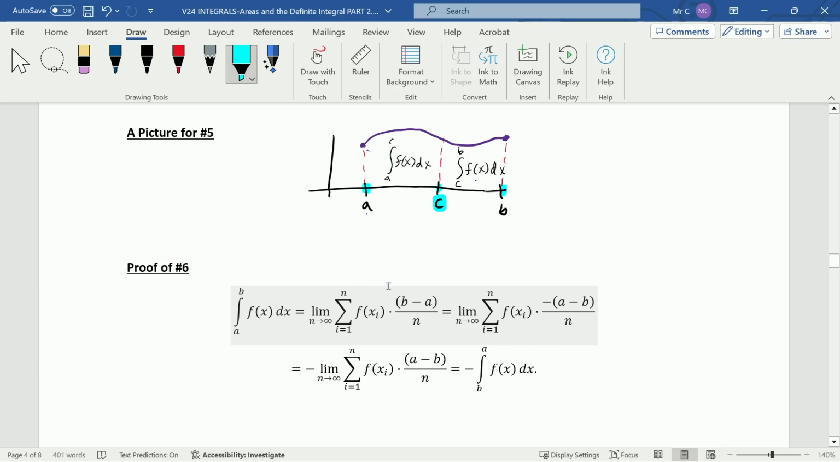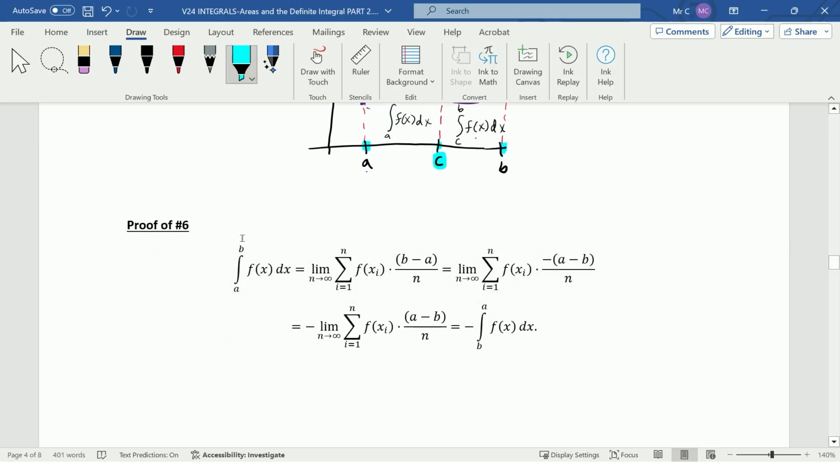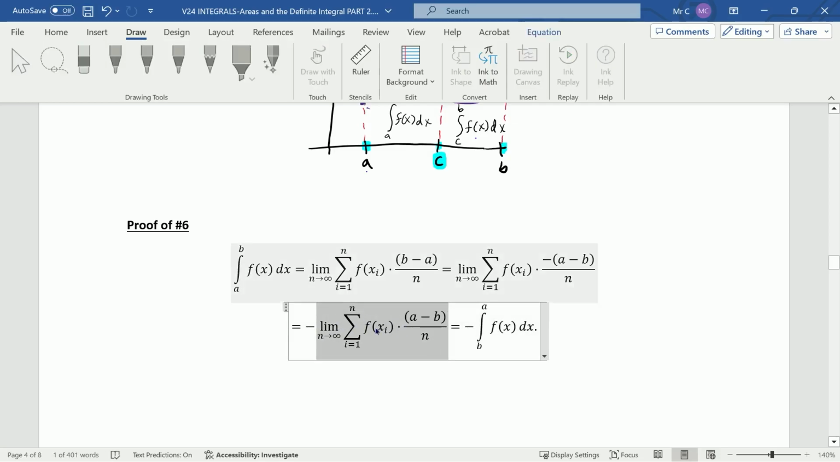So let's look at a proof for this one. We've got the integral from a to b of f of x dx is the limit as n goes to infinity of the sum of f of x sub i times (b minus a) over n. That's my delta x. If I factor a negative out of the b minus a, then inside the sum it becomes negative (a minus b), and I can move that negative all the way out in front of the limit. Now I have the negative of the limit of this Riemann sum, but my order has changed for b and a, so my bounds have changed for my integral. So now it's the negative of the integral from b to a of f of x dx.